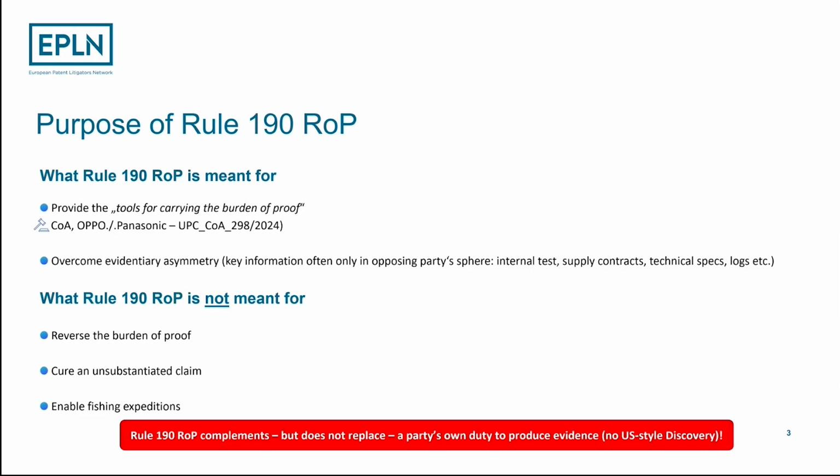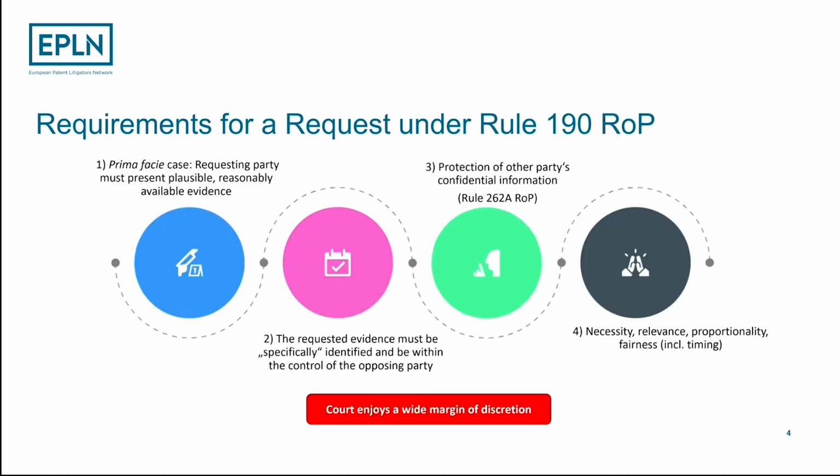That brings us to the requirements of a request under Rule 190. The first requirement is that the requesting party must establish a prima facie case. The party must, and that means prima facie, present reasonable available evidence supporting its allegations. Mere assertions are not enough, but neither is conclusive proof required.